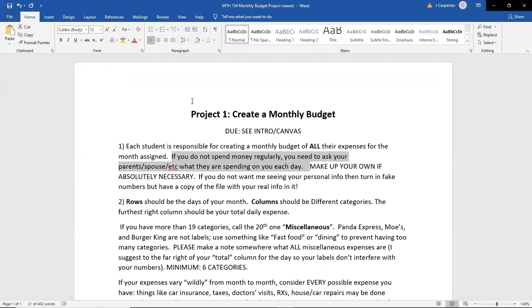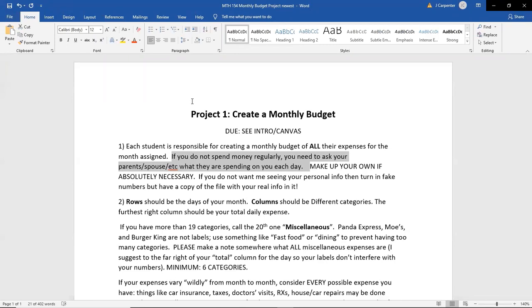So if you are in a situation where someone does not want to tell you what they're spending on you, then you can see I have an all caps sentence after that. Just make up your own numbers if absolutely necessary. I'm not going to be grading this based on, oh, you spent too much on video games this month, or you spent too much on your car, or you spent too much on this, or too much on that, or you didn't spend enough on this.